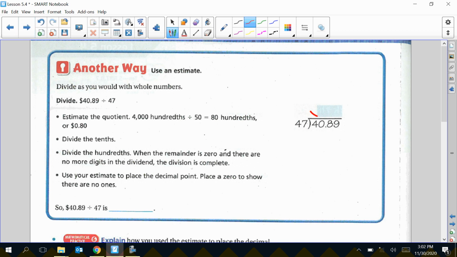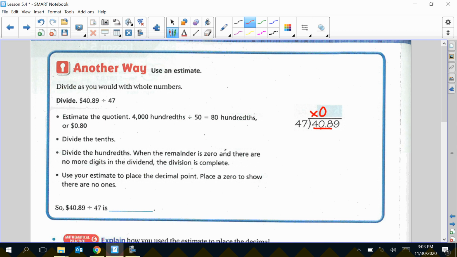47 goes into 4 0 times. So we're going to put an X there. You can also put a 0. Then I'm going to go to the second one, and I'm going to treat it like it's 47 going into 40. Well, we know, again, 47 is too big for 40, so we put a 0 there. So now we look at 47 going into 408. How many times does 47 go into 408?